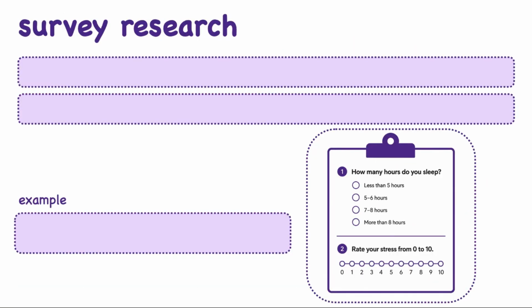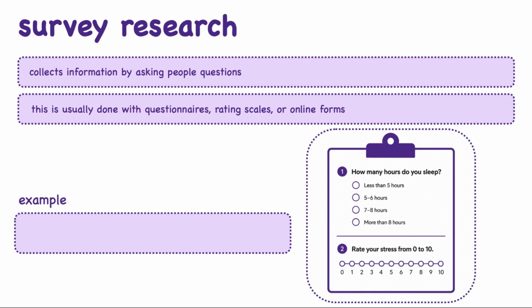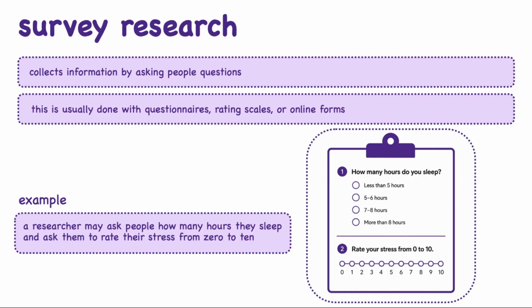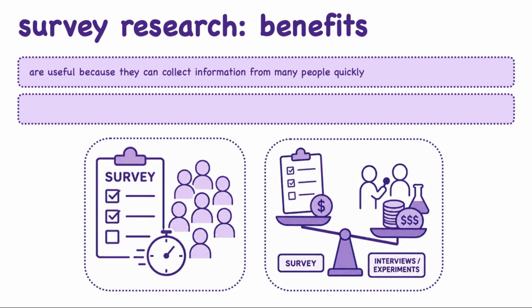Now let us look at survey research. Survey research collects information by asking people questions. This is usually done with questionnaires, rating scales, or online forms. For example, a researcher may ask people how many hours they sleep and ask them to rate their stress from 0 to 10. Surveys are useful because they can collect information from many people quickly.